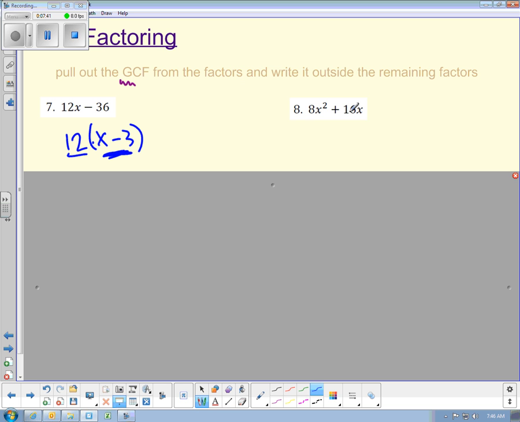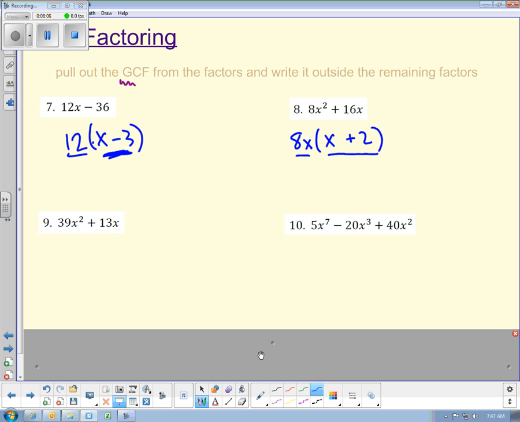From 8x squared plus 16x, I can take out an 8. And now I can take out an x from both parts. So I have 8x out front. 8x squared divided by 8x leaves me with 1x left over, and 16x divided by 8x leaves me with 2. So again, 8x is one of my factors, and x plus 2 is a whole nother factor.